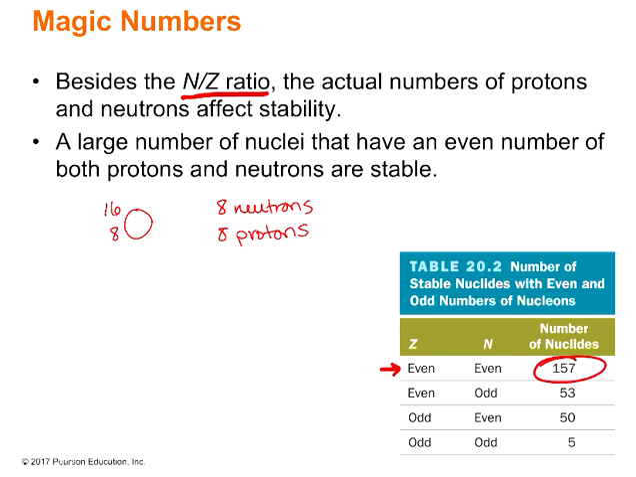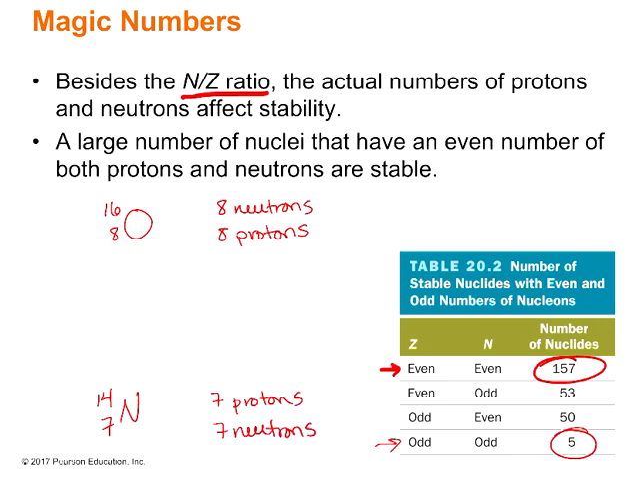But then let's look at the last example. So what if we have an odd number of protons and an odd number of neutrons? There are only 5 nuclei that are stable. So one of those would be nitrogen-14. So nitrogen-14 has 7 protons and 7 neutrons. And that's one of only 5 nuclei that have an odd number of protons and neutrons that are stable.